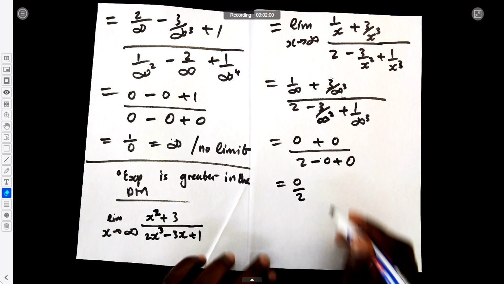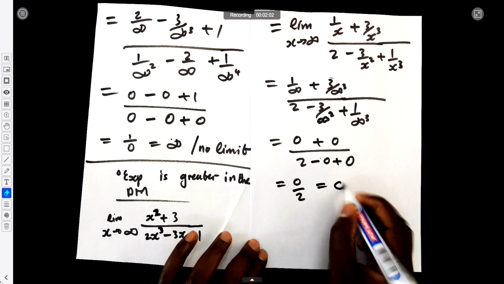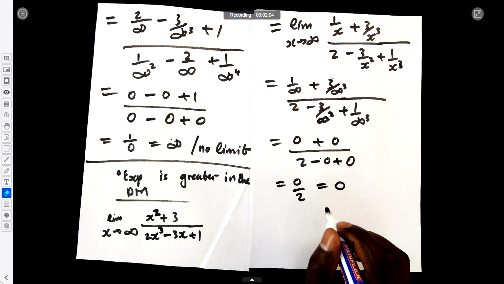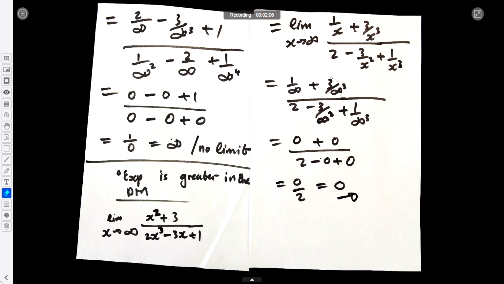So 0 divided by anything is equal to 0. So that is our limit. When x approaches infinity, the limit of the function is 0. So it looks like the indeterminate form. When x approaches 0, the function is 0, it tends to infinity.